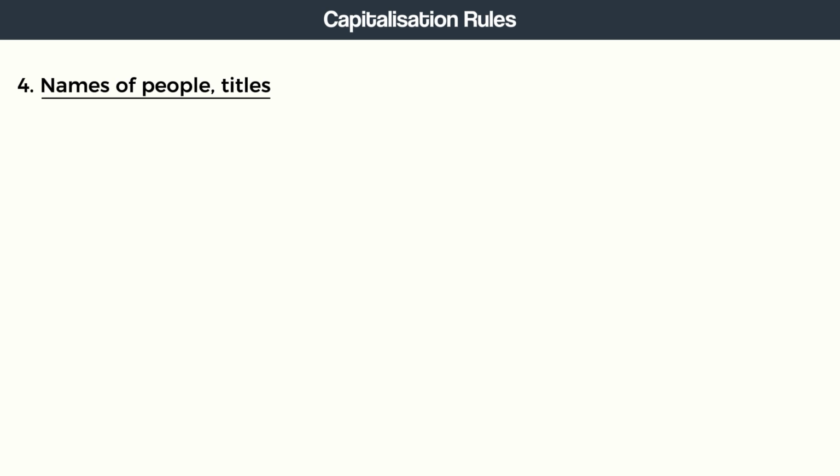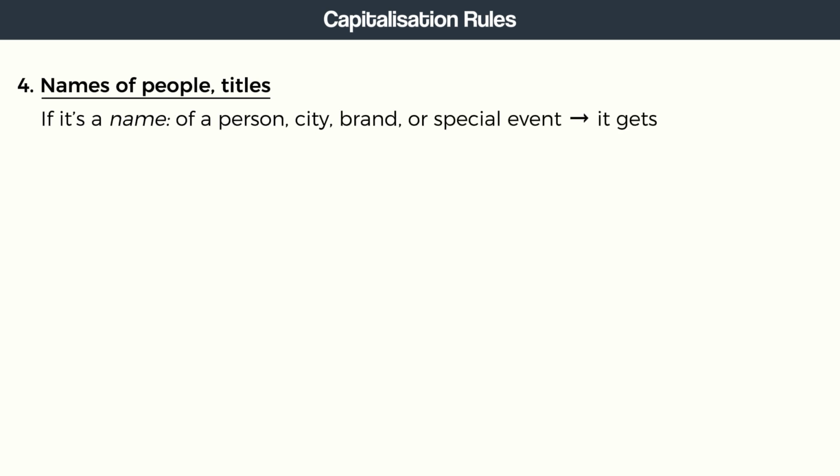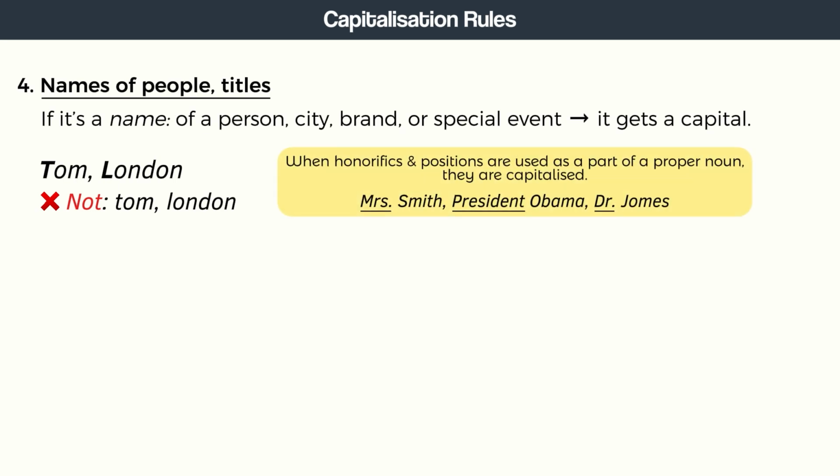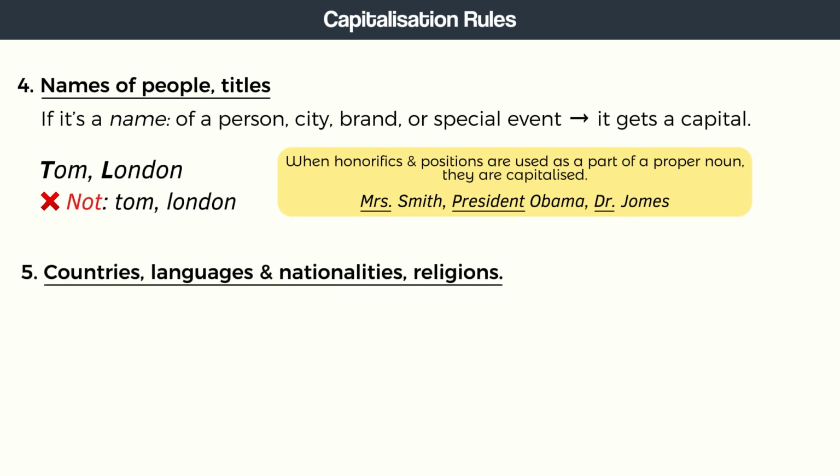4. Names of people, titles. If it's the name of a person, city, brand or special event, it gets a capital. Here are some examples: Tom, London, not tom, london. Please note, when honorifics and titles are used as a part of a proper noun, they are capitalized. For example, Mrs. Smith, President Obama, Dr. Jones.